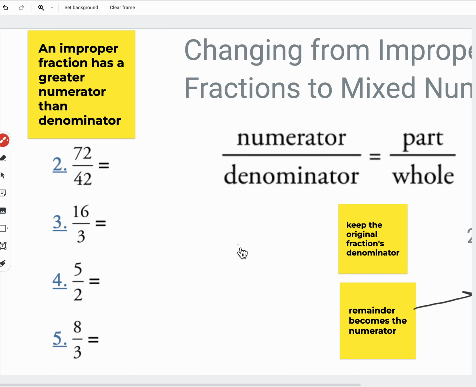Now let's try number 5. 8/3. 8 divided by 3. 3 will go into 8 twice. 8 minus 6 is 2. 2 will become our numerator, and 3 will be our denominator. 8/3 can be rewritten as 2 2/3.